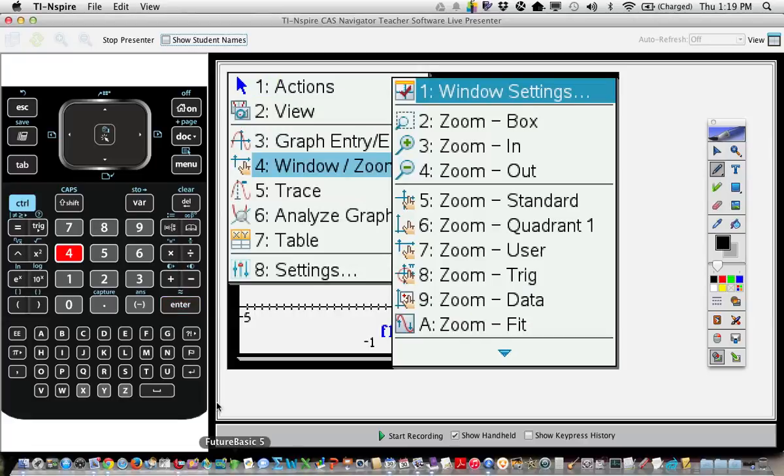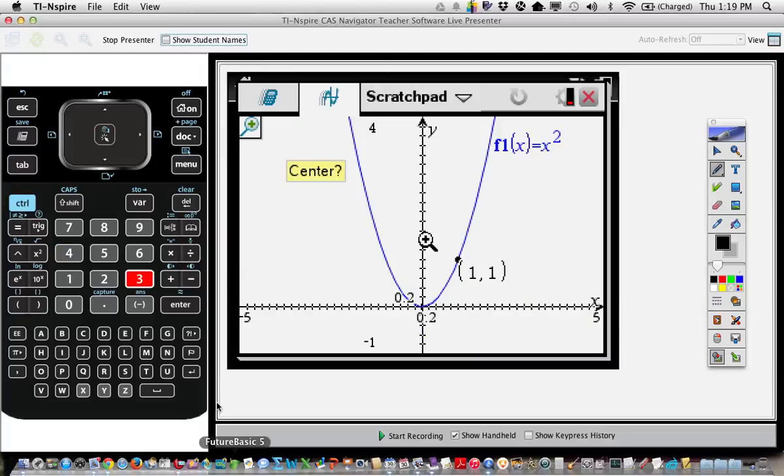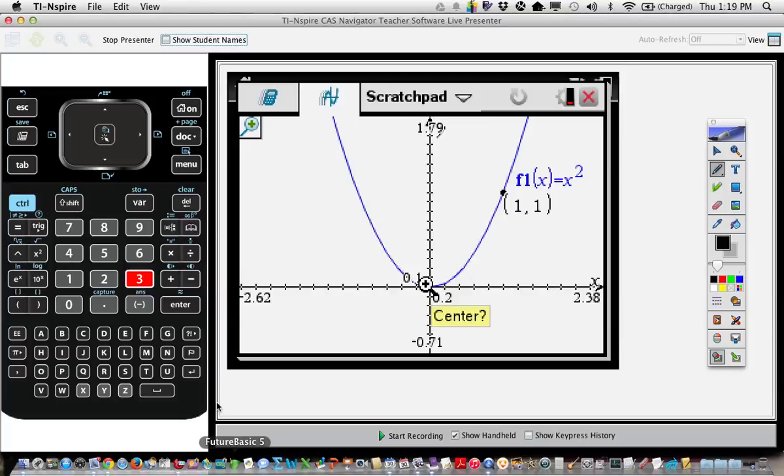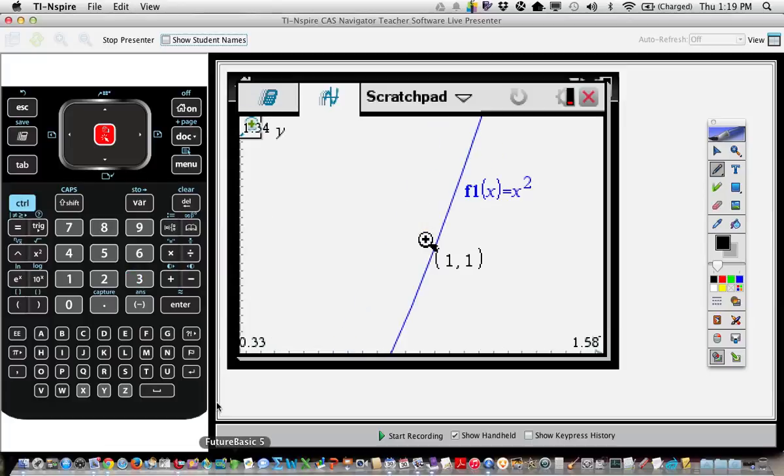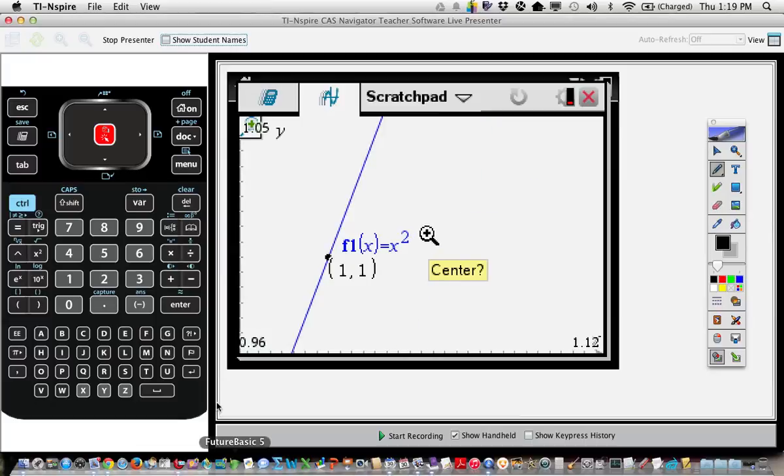and zoom in. Courtney, you're doing such a good job, we might just have you do this every day. Then move your little magnifying glass over the point, on top of (1, 1). There you go, and then hit enter. Then again, and one more time. That's pretty good. That's good enough. Now we've zoomed in until this thing is straight.